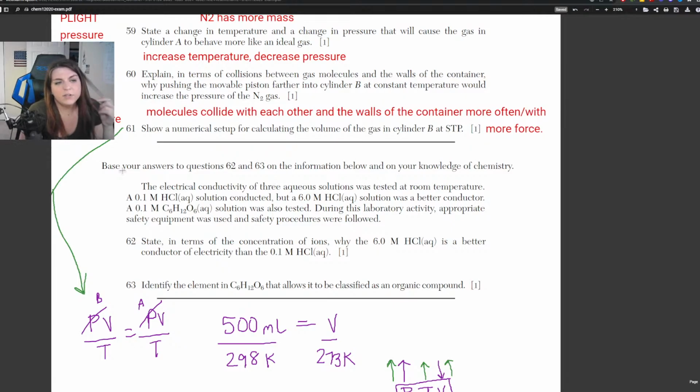The electrical conductivity of 3 aqueous solutions was tested at room temperature. A 0.1 molar hydrochloric acid solution conducted, but a 6 molar was a better conductor. A 0.1 glucose solution was tested during the lab activity. Appropriate safety equipment. State in terms of concentration of ions why the 6 molar is a better conductor than the 0.1 molar for the hydrochloric acid. The concentration of ions is higher. That's it. There's more mobile ions.